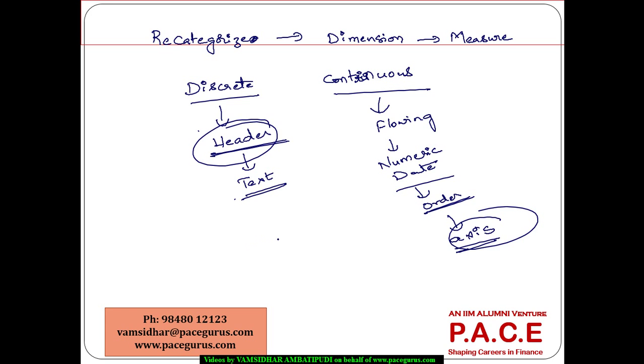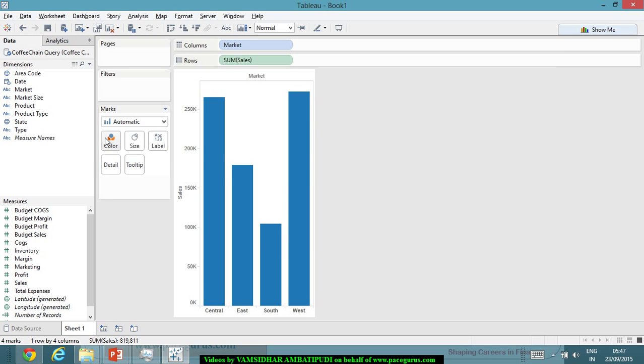And the same logic applies when you are going with color. Any discrete field you are dragging onto the color like this, what you find is corresponding to each value you have a different color. For example, the same market, if I drag onto the color, for each market there would be a differentiation with respect to the color.